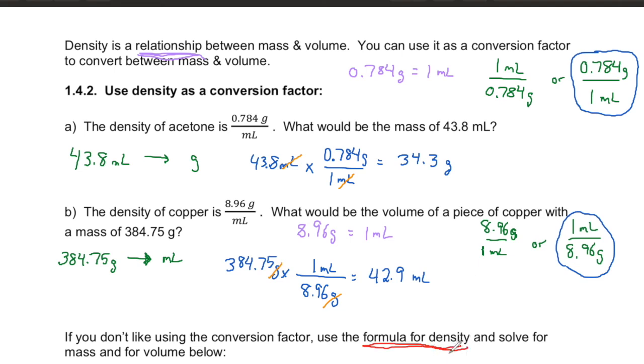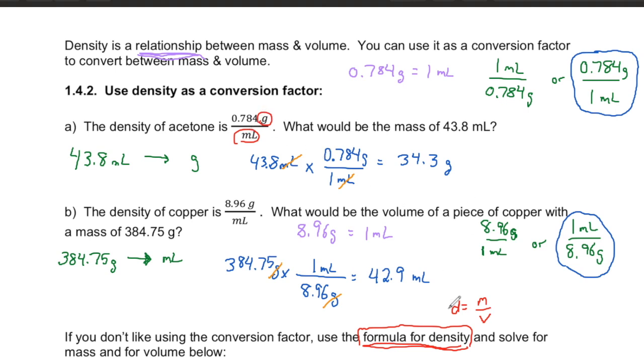I think it's good to use the conversion factor method because we are going to be using it so much throughout the class, so it's good to get used to it. Some people do prefer to use formulas. So we have the formula for density, it's mass over volume. You can tell right here we have mass over volume, so if you ever forget, you can just look at a density and you'll know what the formula is.